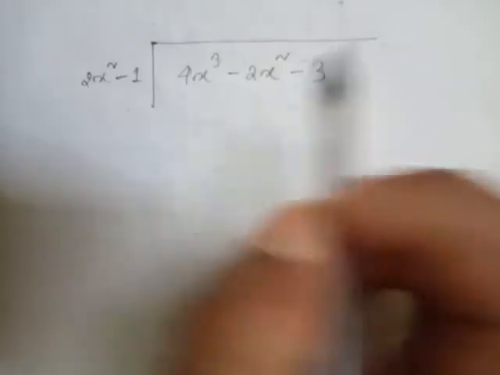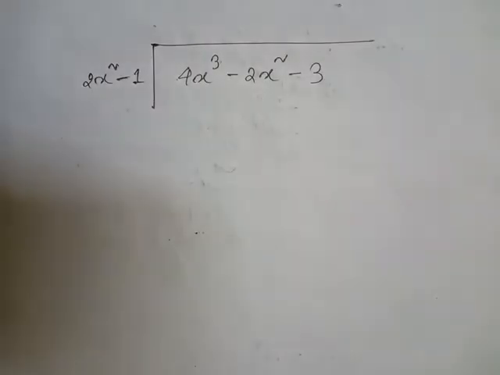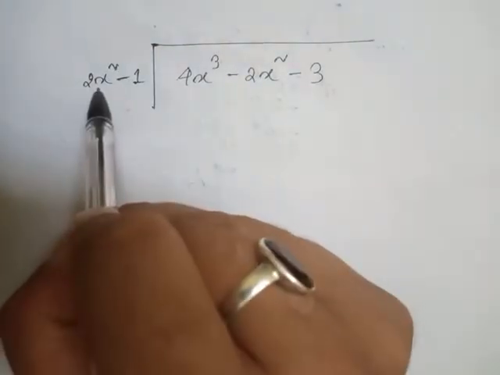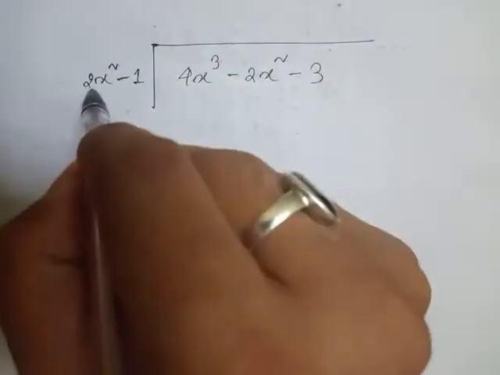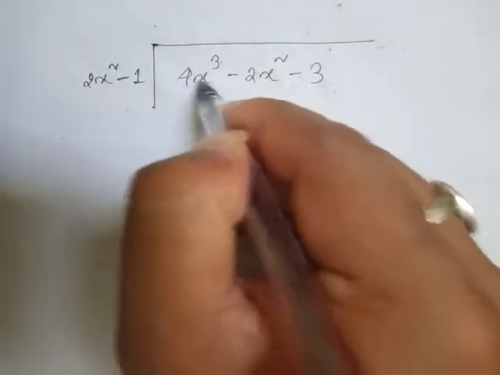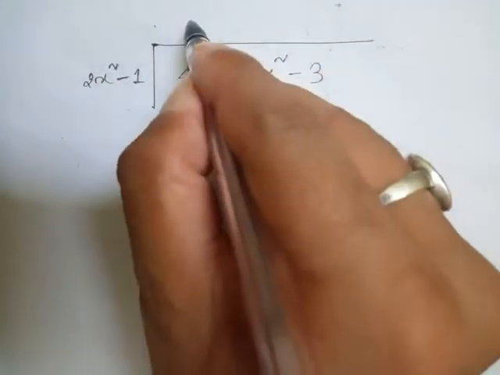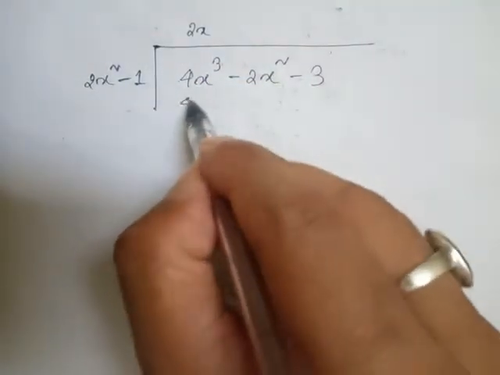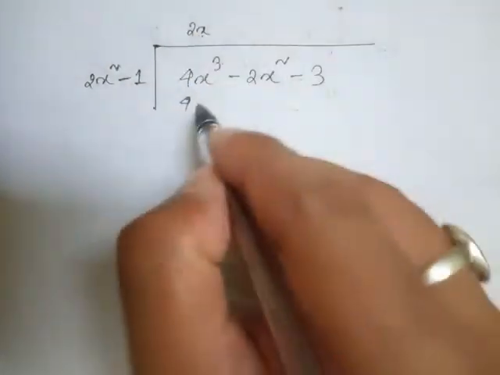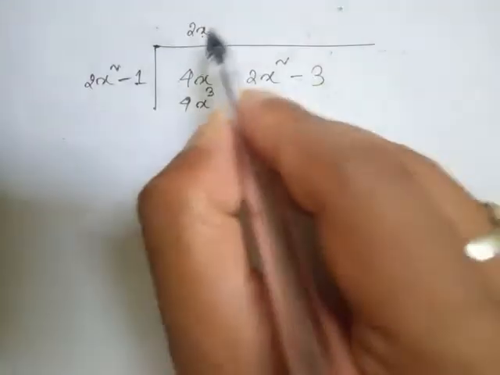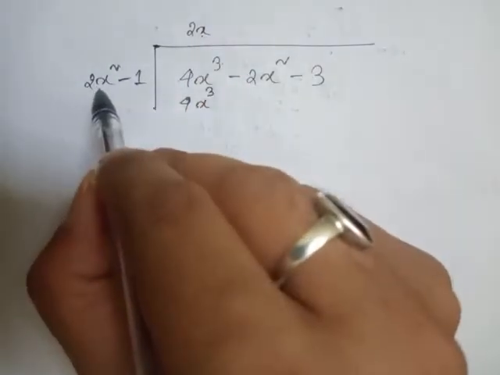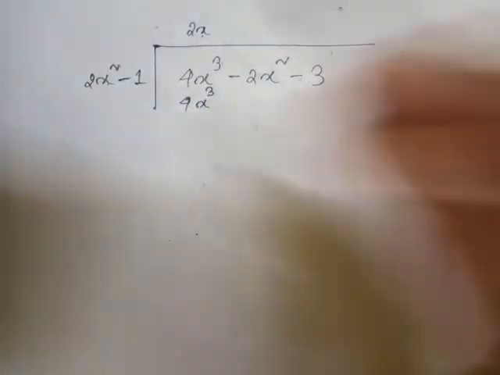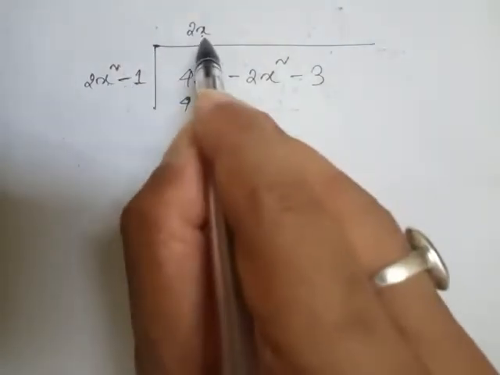We have to check the highest power here first before long division. In the polynomial, the highest power is 4x cube and there is 2x square. Now if I write here only 2x, 2 into 2 is 4, x into x square is x cube. So if I write here only 2x, multiplied with 2x square, 2 into 2 is 4, x square into x is x cube. Now there are minus 1 and 2x.